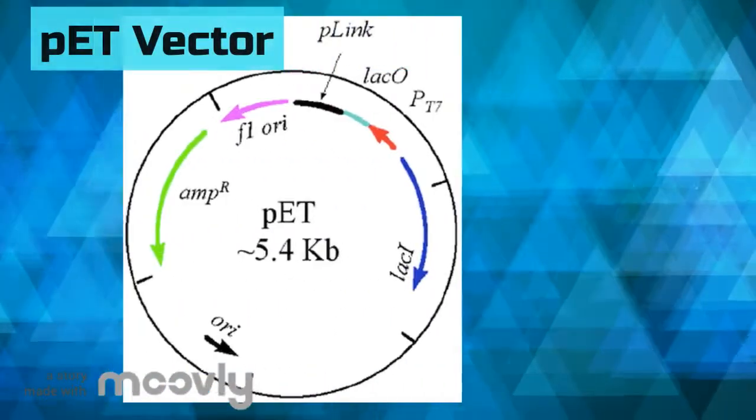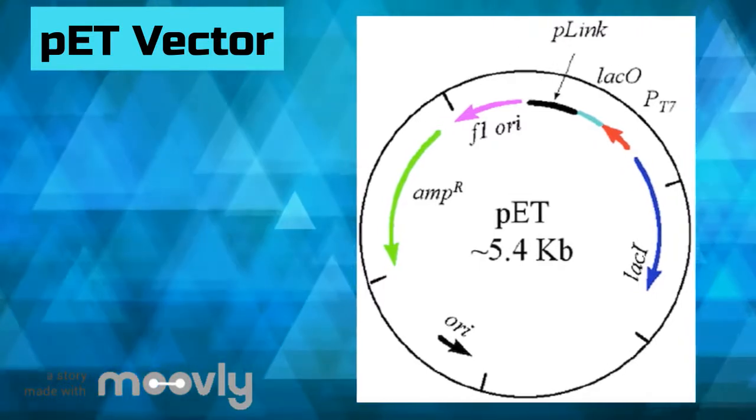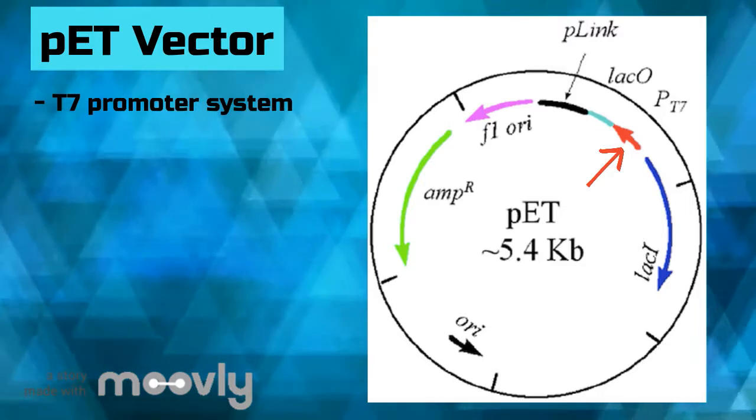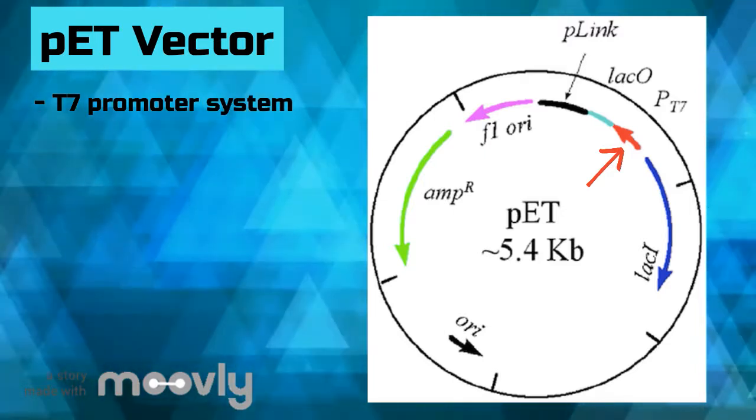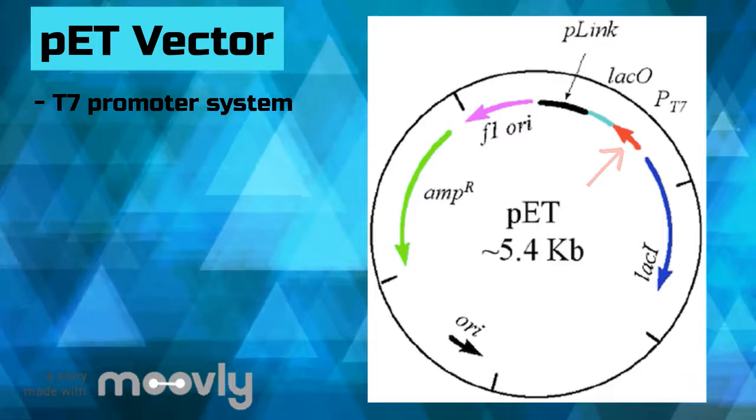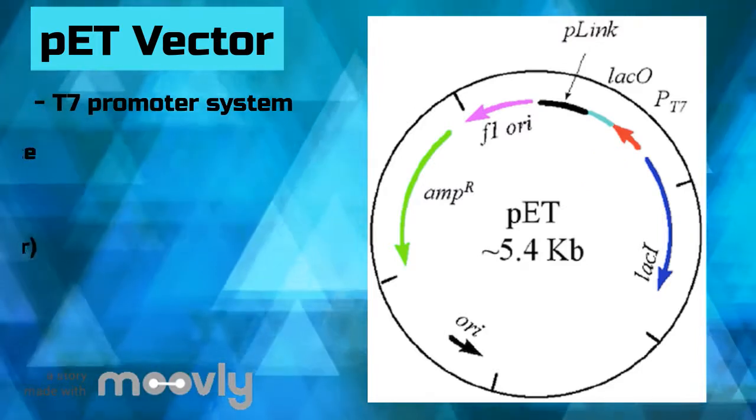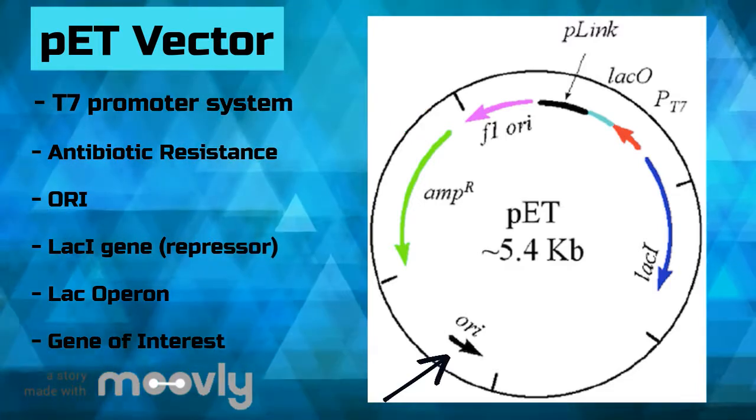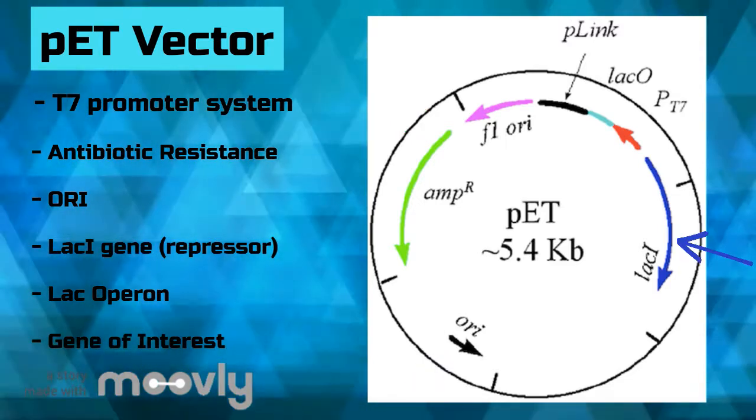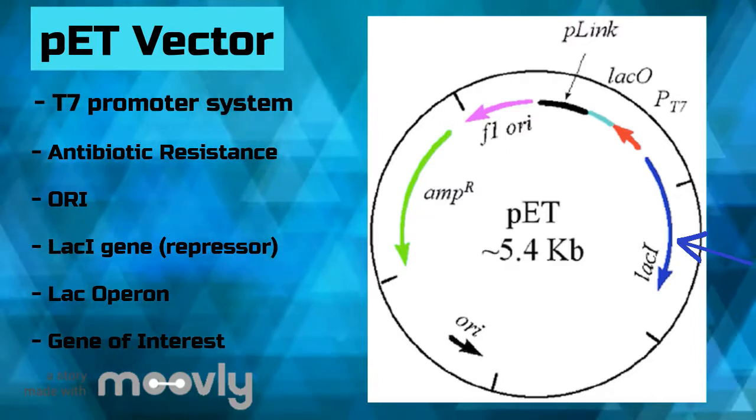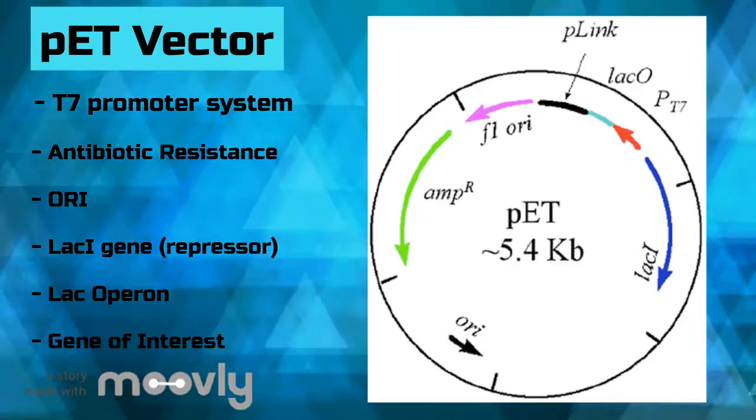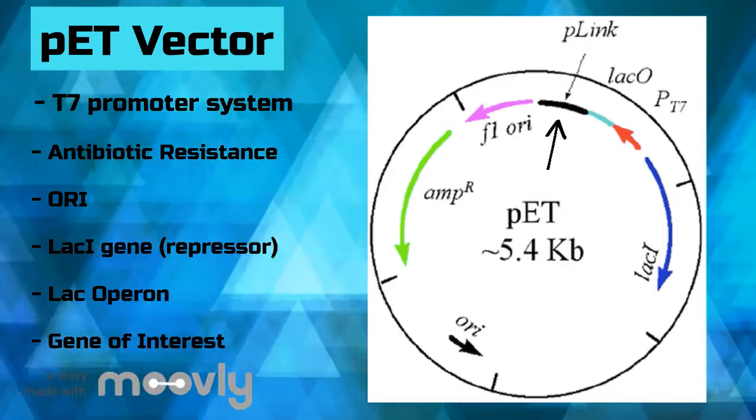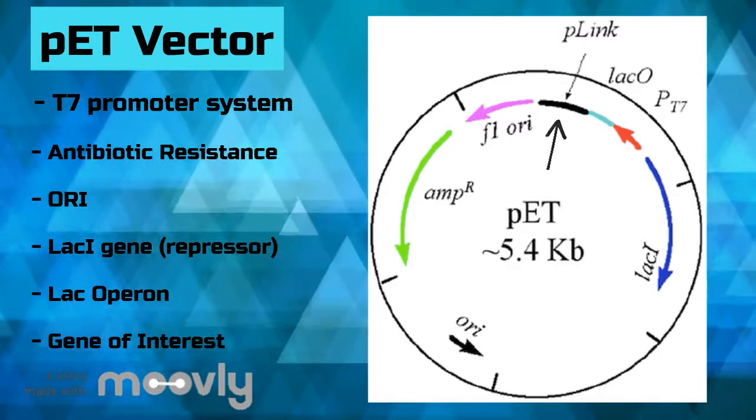The pET vector is a specific plasmid for expression by T7 RNA polymerase. The T7 promoter system is commonly used because it is one of the strongest promoters known and produces a high yield of proteins. The plasmid vector includes a selectable marker coding for antibiotic resistance, an origin of replication, the lacI gene which codes for the repressor, and the transcription site with the lac operon and gene of interest. The gene is inserted after the T7 RNA promoter sequence, lac operator, and ribosome binding site.